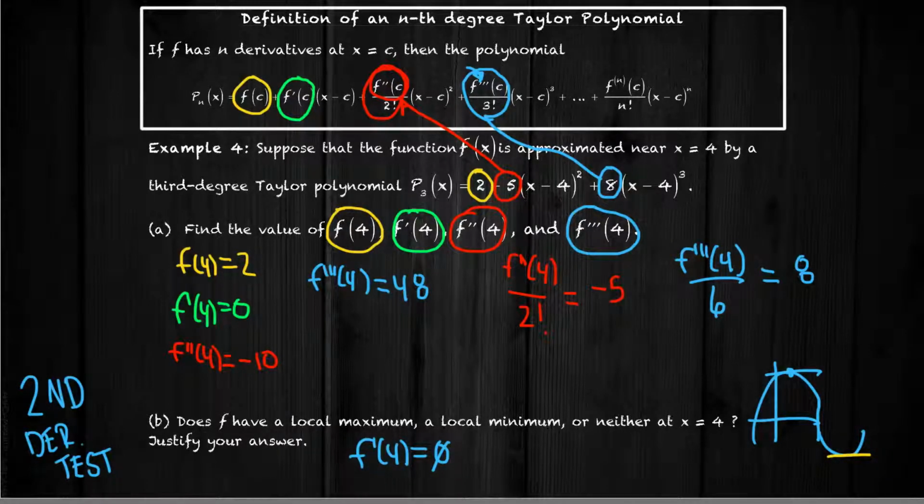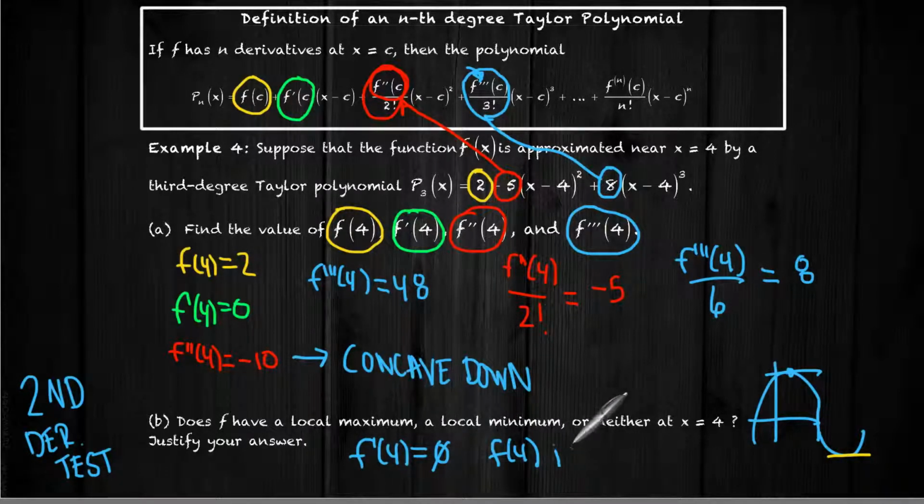Well, that's when we learned the second derivative test tells you concavity. The second derivative, right at 4, is negative 10. So that tells us that this graph, because the second derivative is negative, is going to be concave down. And if it's concave down, we're looking at something like this, which means there must be a maximum. So that means that f of 4 is a max.